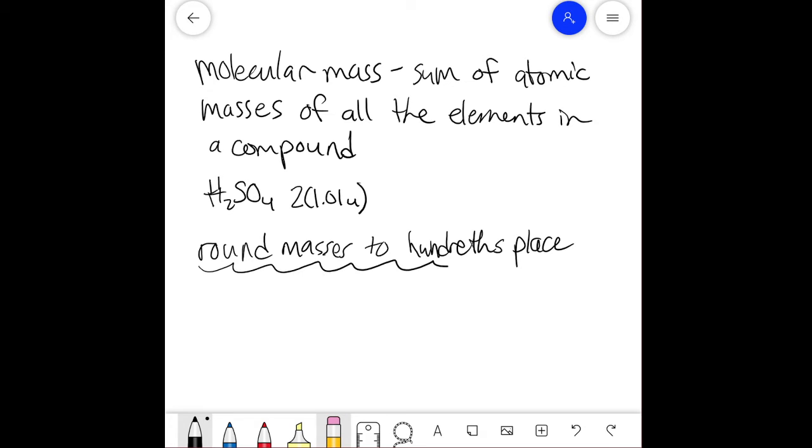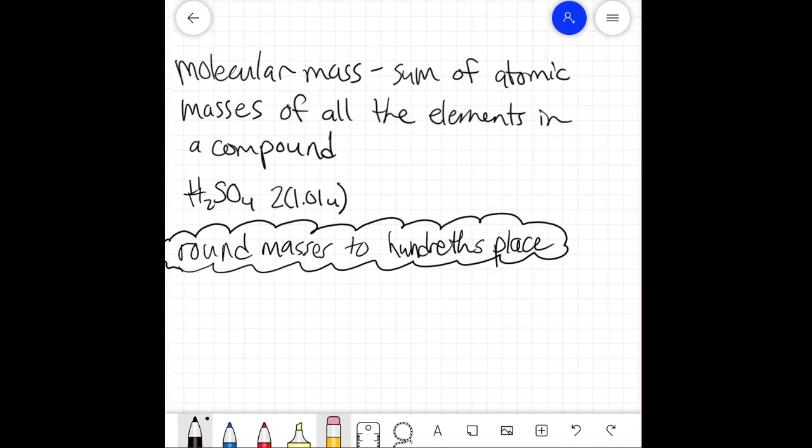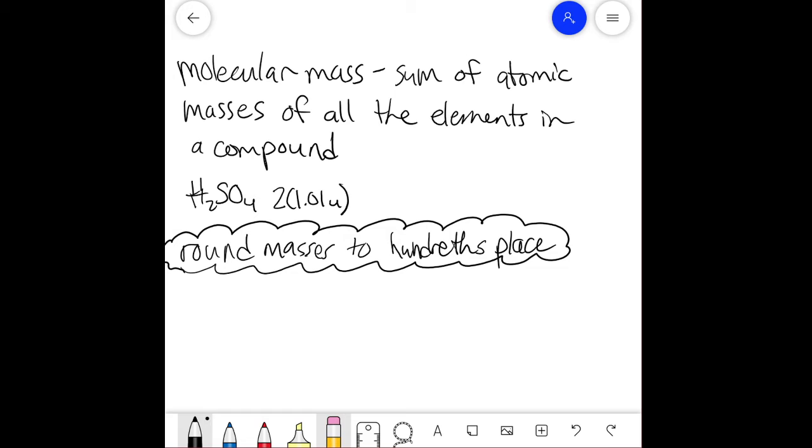So sig figs work out also, because each element on the periodic table, some of them have multiple roundings. Each one's taken out to a different place based on what we know about it, so this just keeps it simple. So back to sulfuric acid, it's going to be 2 times hydrogen's mass, plus, since we have 1 sulfur, sulfur's mass, and then we have 4 oxygens. Remember that you're rounding to the hundredths place. When you round, it's 16.00. And then just add that all together.